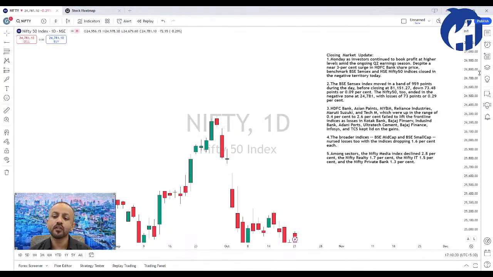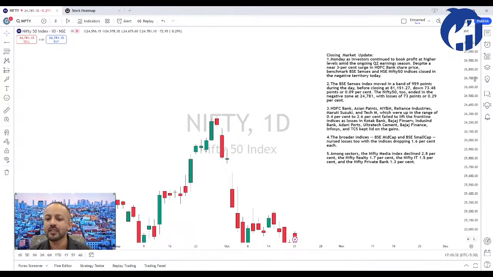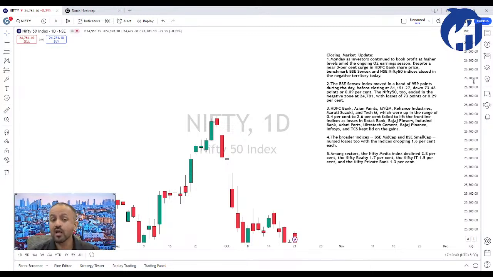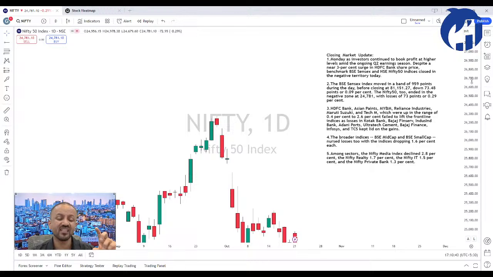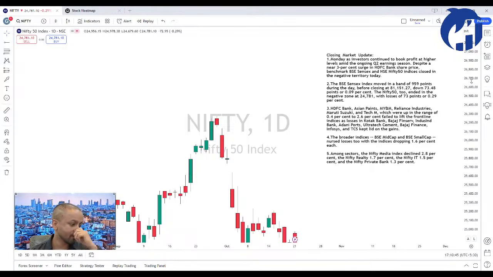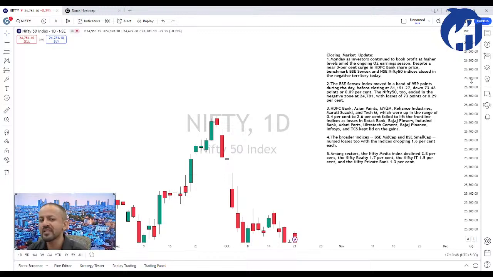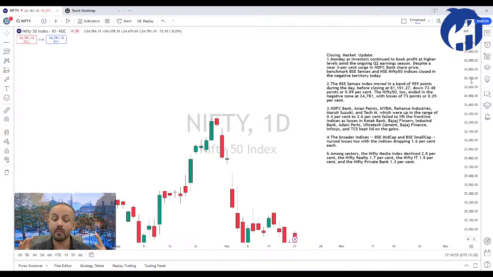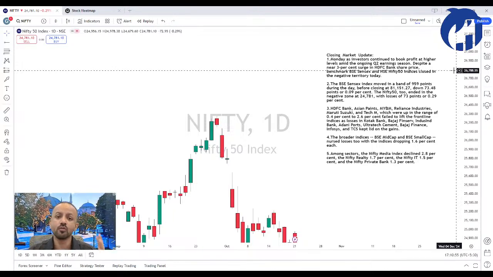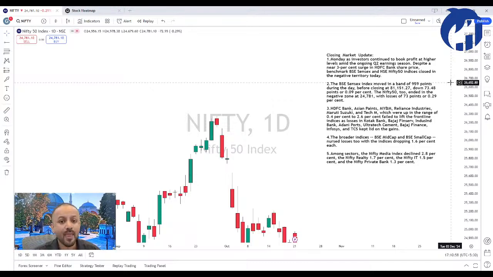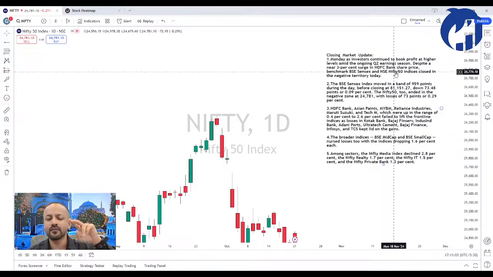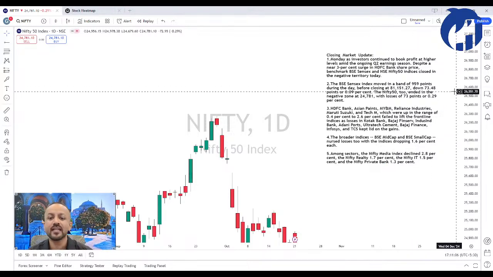Monday, as investors continue to book profit at higher levels amid the ongoing Q2 earnings, despite a near 3% surge in HDFC. We're going to talk about HDFC also. A 3% surge in a bank is comparatively significant. But still, even with the backup of this particular stock, and remember, HDFC is a huge player in the Nifty and the BSE Sensex, both indices, the Nifty and the Sensex, closed in negative territory today.